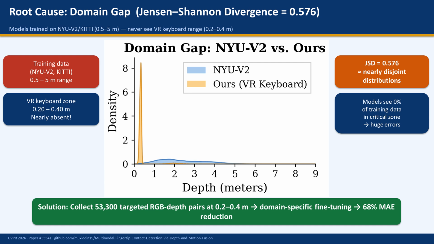The root cause is a domain gap. Training benchmarks like NYU Depth v2 cover half a meter to 5 meters. Our VR keyboard zone is 20 to 40 centimeters, nearly absent from all training data. Jensen-Shannon divergence of 0.576 confirms the domains are statistically near disjoint. Architectural improvements alone cannot fix a data problem.